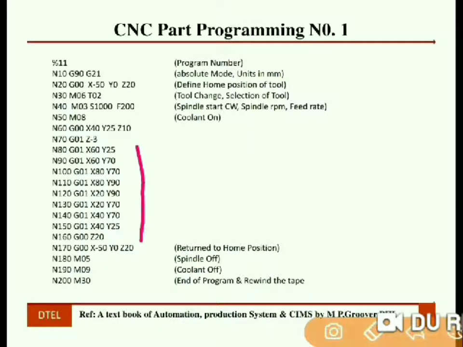Then the functions which you turned on earlier at the starting phase of programming must now be turned off. That is N180, M05. M05 means spindle off, spindle stop. N190, M09, that is coolant off. Earlier we started using M08, that is coolant on. Now we have to turn it off, that means the M09 code, that is coolant off.